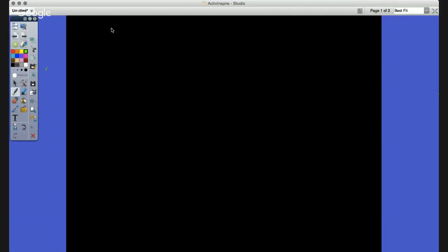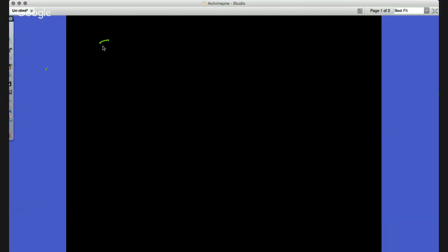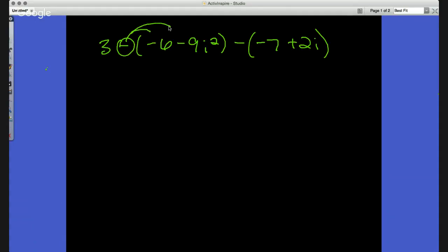All right, so let's do 67, which is 3 minus -6 minus 9i squared, and then we have minus -7 plus 2i, all right? What's the first thing we need to do when we come to a problem like this? We could distribute the negative. Very good. So the negative that's next to it distributes that.